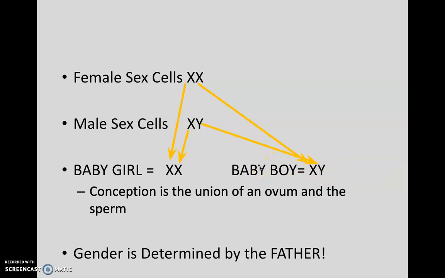This is known as conception, when the union of the ovum and the sperm takes place. Gender is really determined by the father, because the mother only provides X cells. We need the Y to be provided to have a male gender. So the father is the one determining that gender, unbeknownst to them.